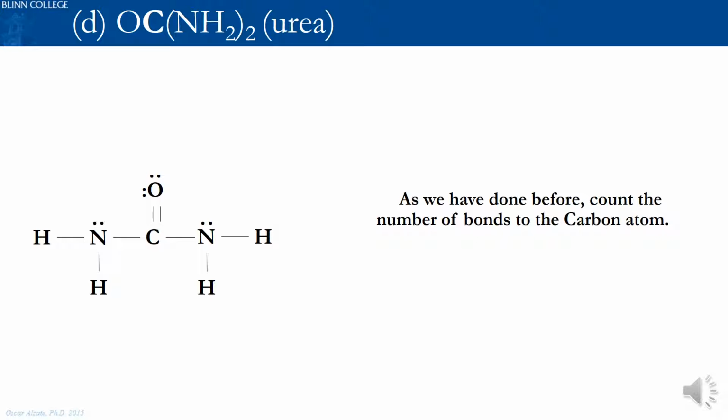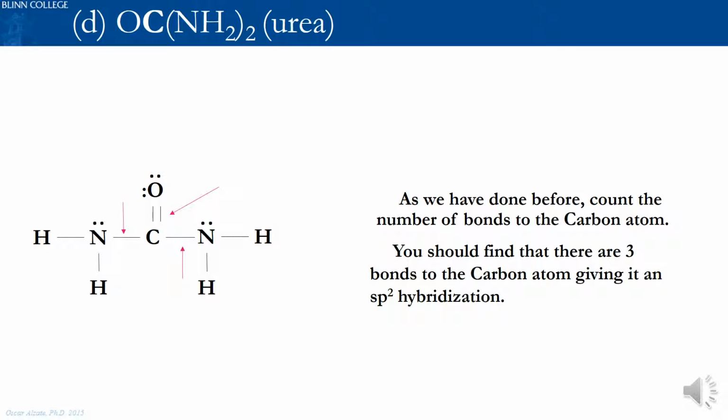For this one, we are finding the hybridization of the carbon atom, and you will count the double bond to the carbon atom as 1. So there are only 3 bonds to the carbon atom, giving it an sp2 hybridization.